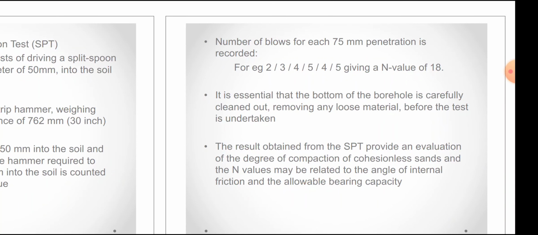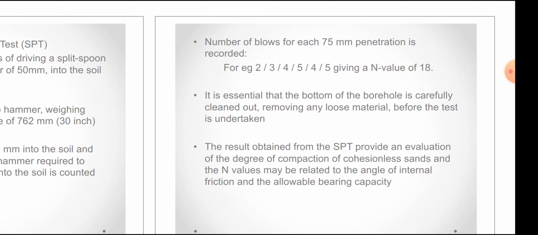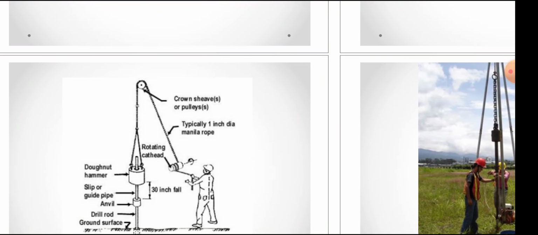Number of blows for each 75 penetration is recorded. For example, 2, 3, 4, 5, 4, 5 giving a N value of 18. It is essential that the bottom of a borehole is carefully cleaned out, removing any loose metal before the test is undertaken. The result obtained from the SPT provide an evaluation of the degree of compaction of cohesionless sands, and the N values may be related to the angle of internal friction and the allowable bearing capacity.